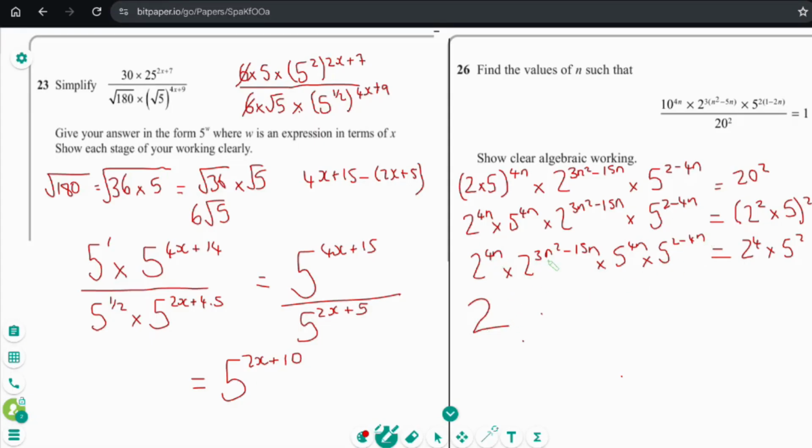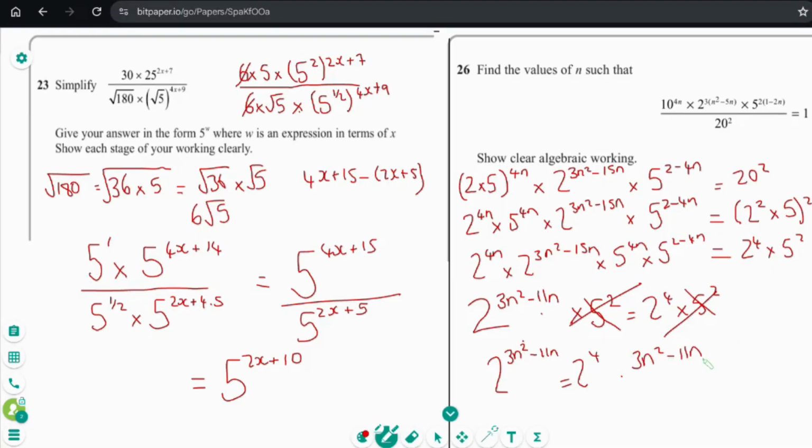So 4n plus 3n squared minus 15n will give you 3n squared minus 11n. And then 5s, for the 5s, you can add the powers. 4n add 2n take away 4n, it should be squared. I can divide both sides by 5 squared now. They would disappear. So now I can see that I've got 2 to the power 3n squared minus 11n equals 2 to the power 4. So 3n squared minus 11n is equal to 4.